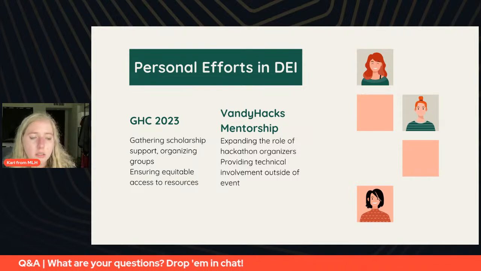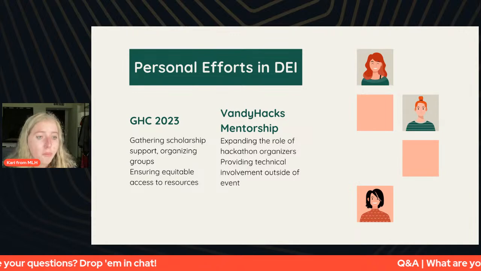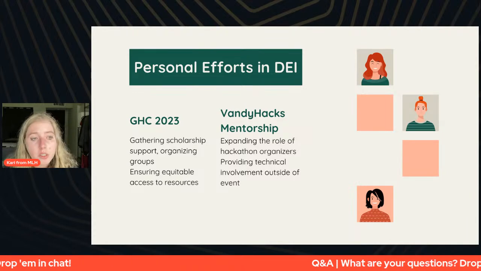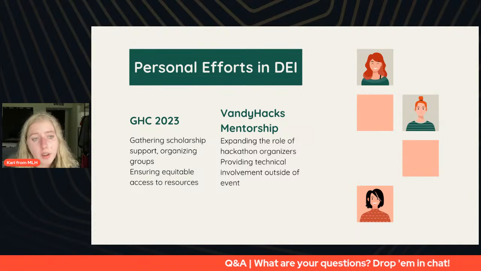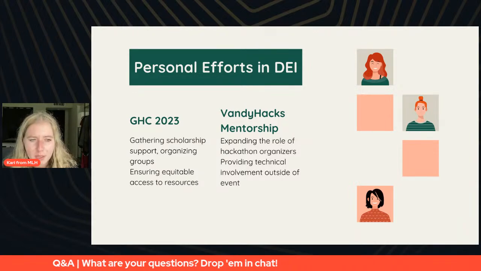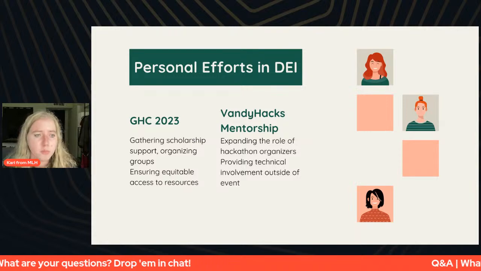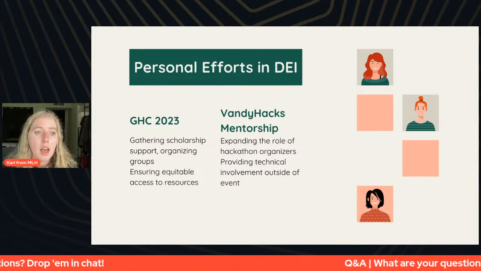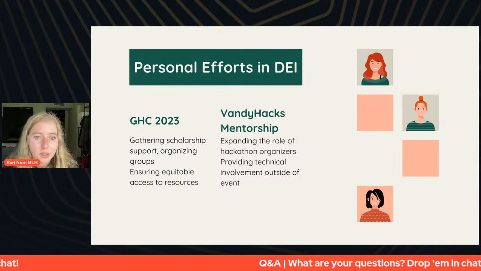We considered the financial barriers to attending the conference when we had those conversations. And that's incredibly important, right? Grace Hopper, for those of you who don't know, is incredibly expensive. And so having those conversations about financial means is really important.